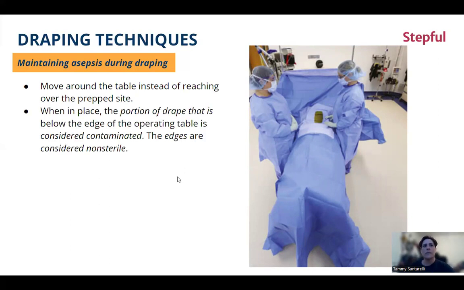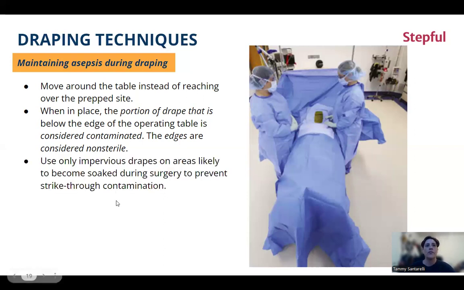When in place, the portion of the drape that is below the edge of the operating table is considered contaminated. The edges are considered non-sterile. Basically, anything below your waistline is considered contaminated. So from here all the way down and on the table is considered contaminated. Matter of fact, right here is not sterile. Your back is not sterile, right? Anything you can't see is not sterile. Your sterile area is from your neck to your waist.